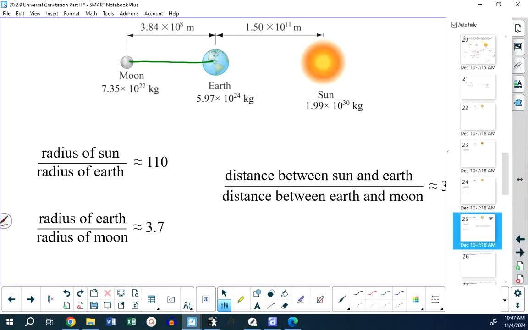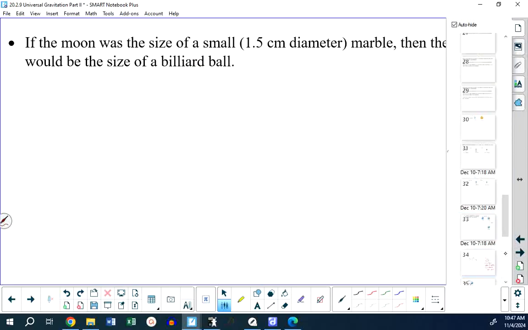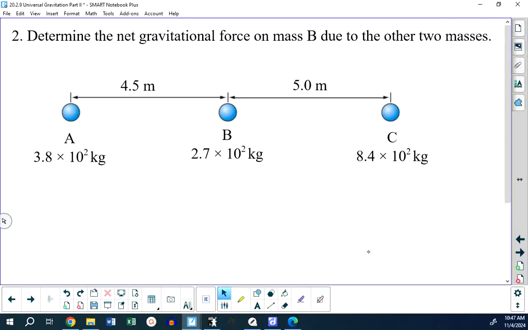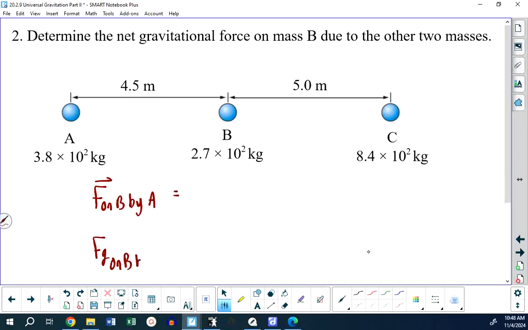I'm just going to go past all of this. So example number 2 gives you 3 masses in a line. They are not celestial masses. They're quite small, hundreds of kilograms. The question says, what is the net gravitational force on B due to the other 2 masses? So what we need to do here is find the gravitational force on B by A, and we need to determine the gravitational force on B by C.